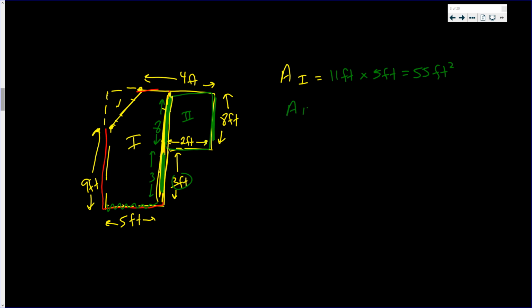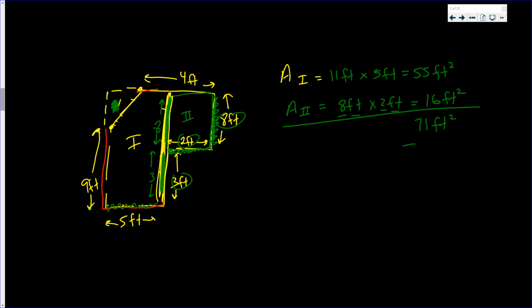Now, what is the area of region 2? Well, that one's easier. It's 2 feet by 8 feet, or 8 feet by 2 feet. 8 times 2 is 16 square feet. Now, if I add this, I get 71 square feet. But what I found is all the area I wanted plus this area. But I don't want that area. So now I have to take it away.